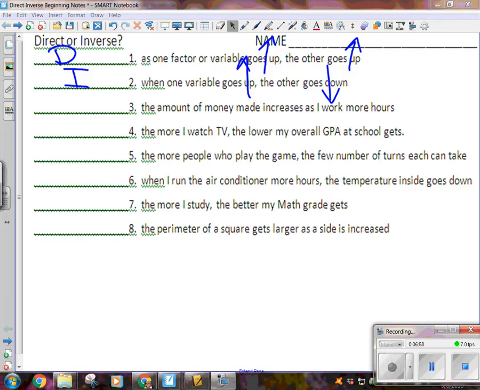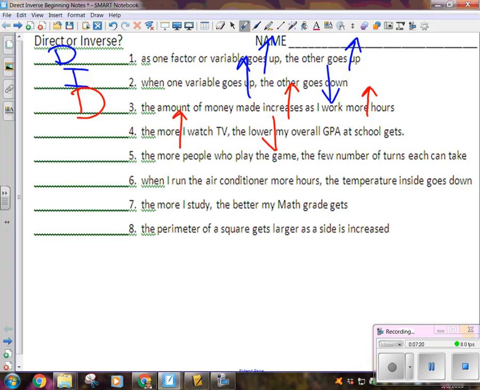All right, let's see how you did. Number 3, the amount of money made increases as I work what? More hours. So that would be a direct relationship. Did y'all get D? What'd you get for 4? Indirect or inverse? Anybody get inverse? Okay, let's read it and see. The more I watch TV, the lower my overall GPA gets. Yeah, I have to agree, that's inverse.